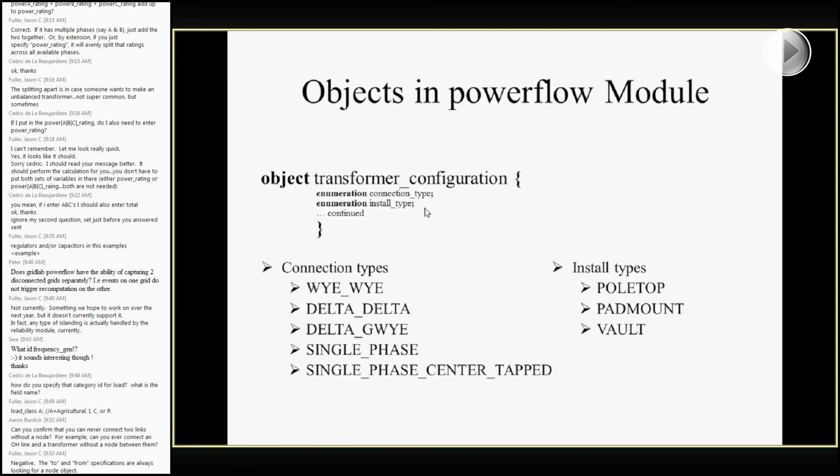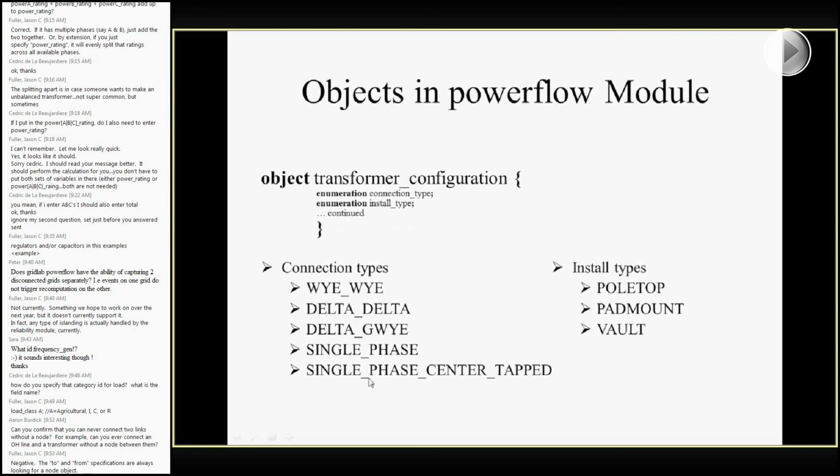But if we look at more of the details of the transformer configuration, this is where you specify not only the size and the impedance values, but also the physical connection of the windings. So we have implemented inside GridLAB-D right now a YY or star-star, delta-delta, or a delta grounded Y, and then a single phase. So this is still just a single phase, as in an A, B, or C.